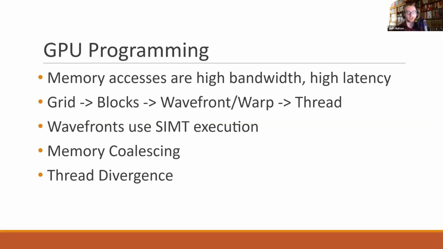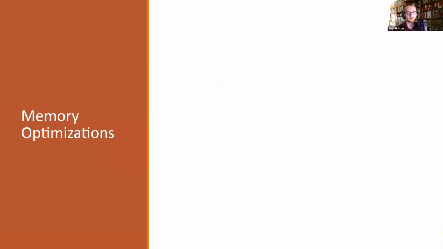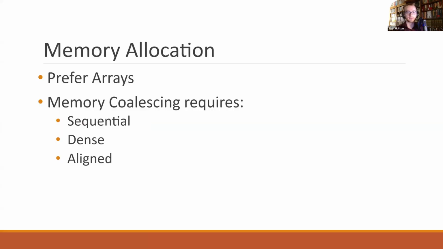Lastly, I would just like to mention that when I talk about memory coalescing and thread divergence in these upcoming slides, these are GPU-specific terms. First, I'll talk about the memory optimizations we made to improve the performance of our parallel ACO code.